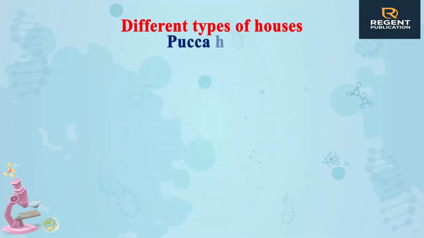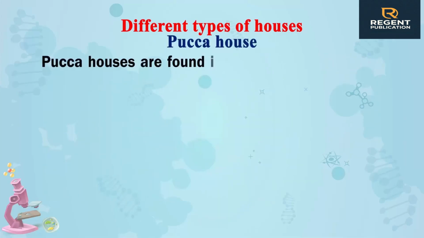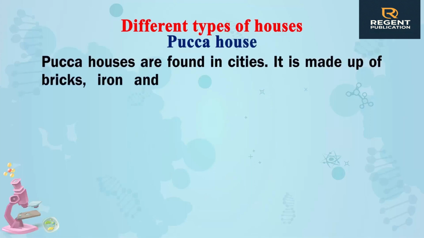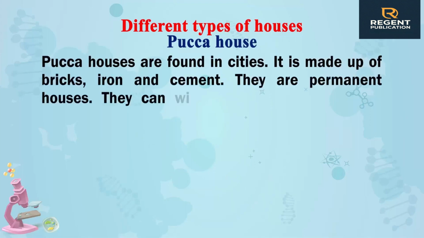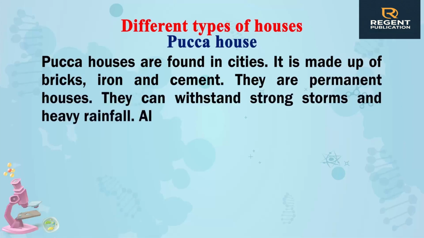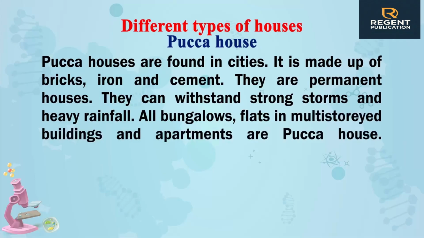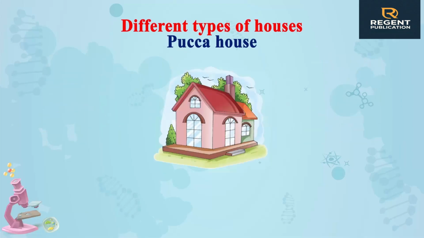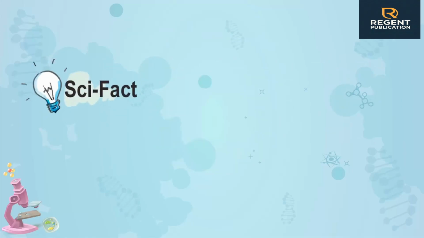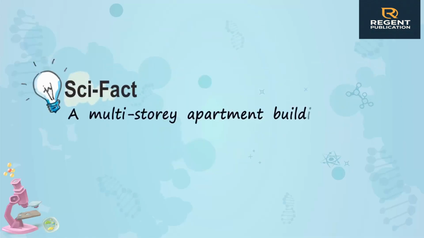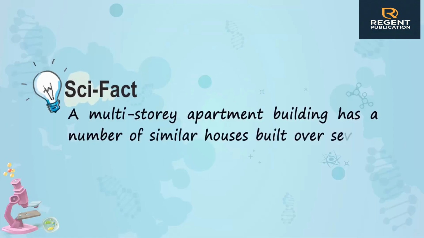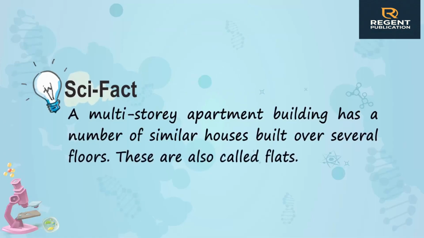Pakka house. Pakka houses are found in cities. They are made up of bricks, iron, and cement. They are permanent houses. They can withstand strong storms and heavy rainfall. All bungalows, flats in multi-storied buildings and apartments are pakka houses. Scientific fact: a multi-story apartment building has a number of similar houses built over several floors. These are also called flats.